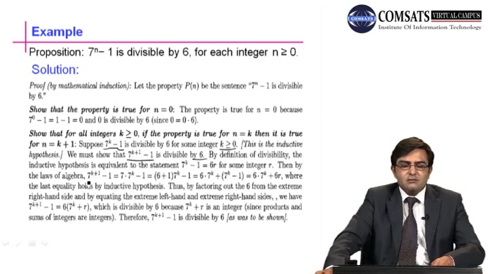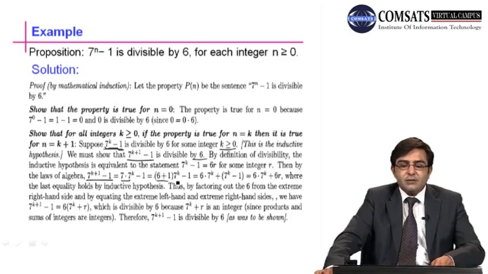So we take 7 power k plus 1 minus 1, and this can be written as 7 into 7 power k minus 1. This 7 can be written as 6 plus 1, because we have to use this property. So we write it like this, 6 plus 1, so that we can separate 7 power k.